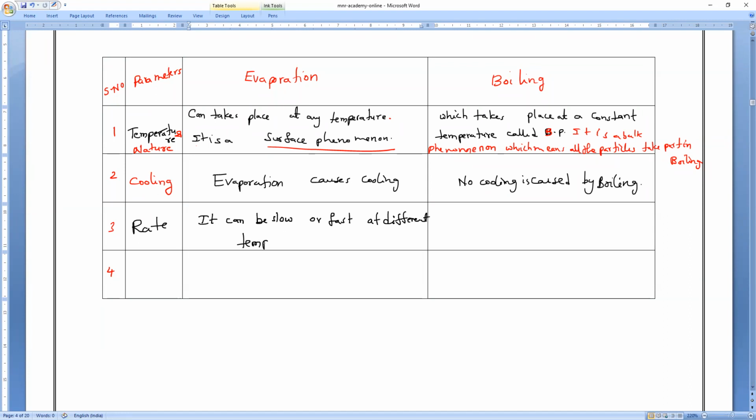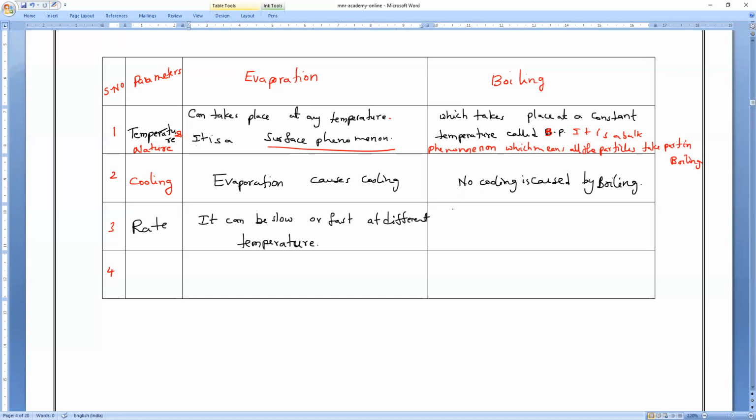Yes, sir. We have studied the factors affecting the rate of evaporation. What is that? Sunny day, windy day, rainy day. Yes or no, guys? So the rate of evaporation can be slow or fast at different temperatures. But here, what is happening? The speed of boiling remains the same, but the conversion of liquid into gas becomes fast at high temperatures.